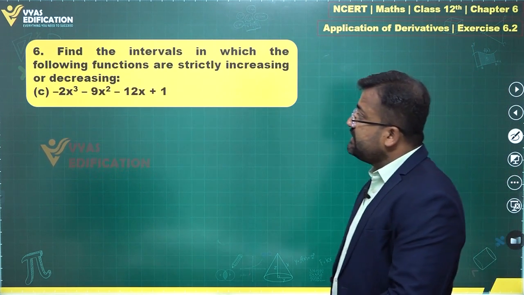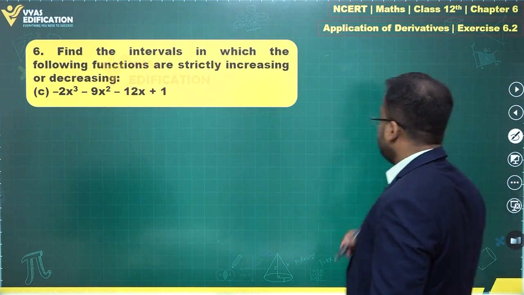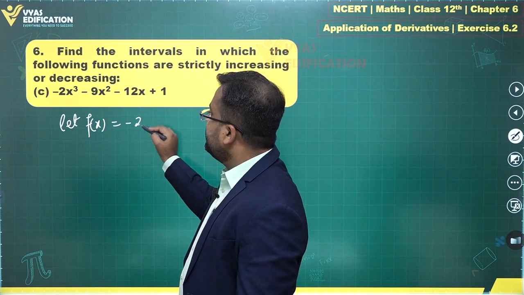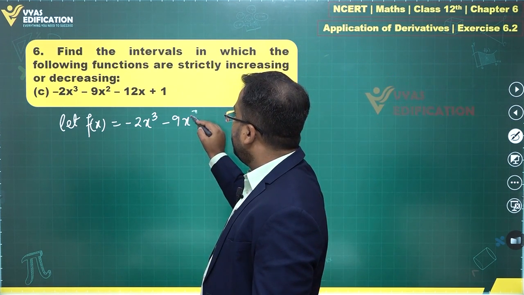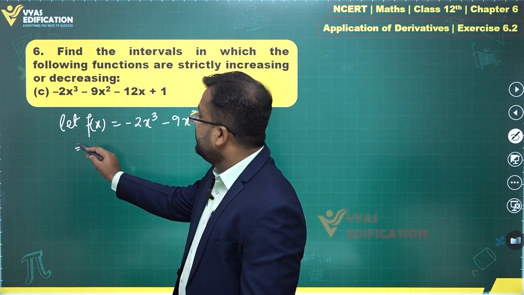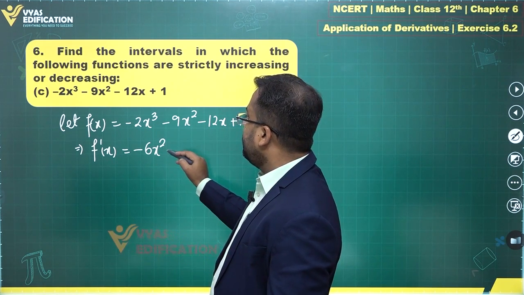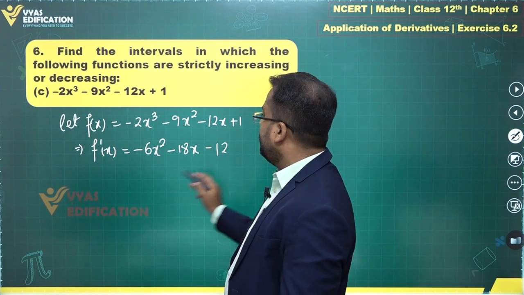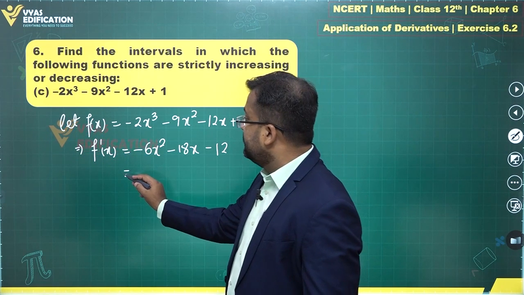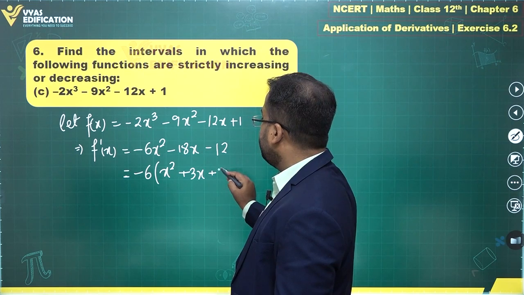Let's see the third part after this. The C part says check this function. Let f(x) = -2x³ - 9x² - 12x + 1. This is what we have. This tells me that f'(x), the derivative of f(x), will be -6x² - 18x - 12. A factor of -6 will come out common from these terms, and what will remain is x² + 3x + 2.